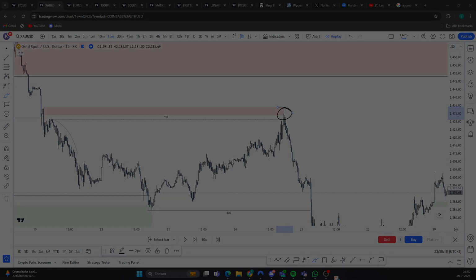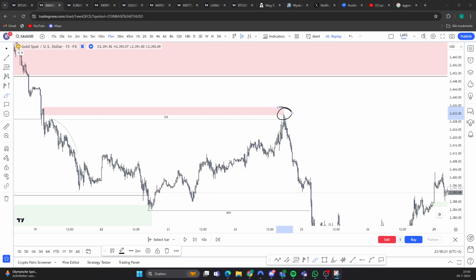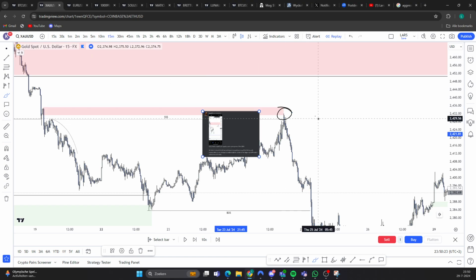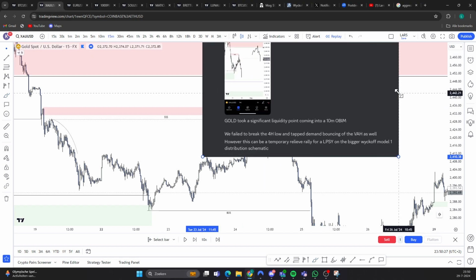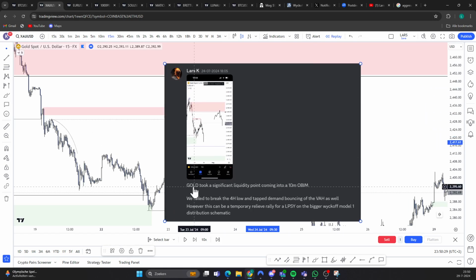One second. There you go. Copy and pasted. Boom. This was at the time I said gold took a significant liquidity point coming into a 10-minute order block. Apparently it was a 15-minute order block.